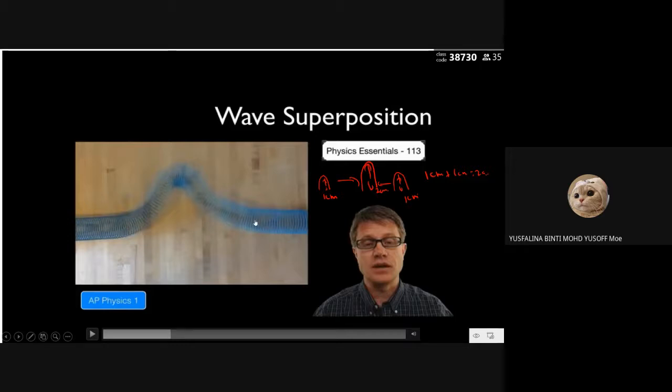Okay, the wave that moves to the left will continue to move to the left, right? After they overlap, the one that moved to the left will continue moving to the left, okay? And the other one that moved to the right, after the overlap, will move to the right, okay? So that's another thing that you have to know.